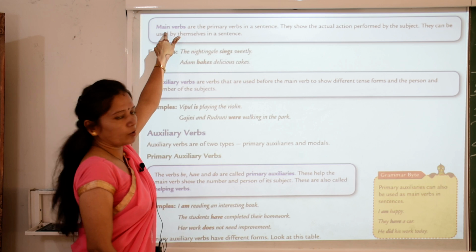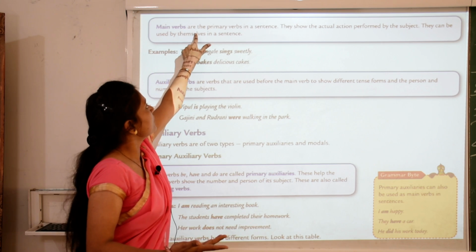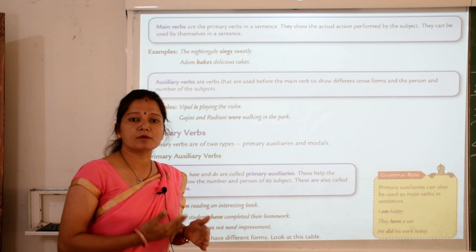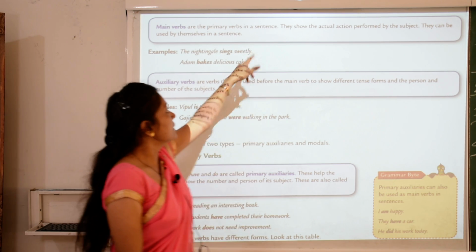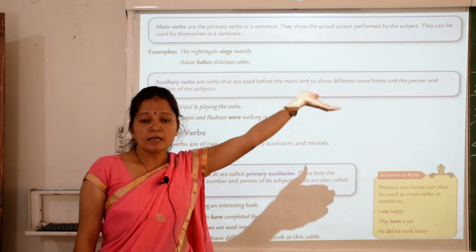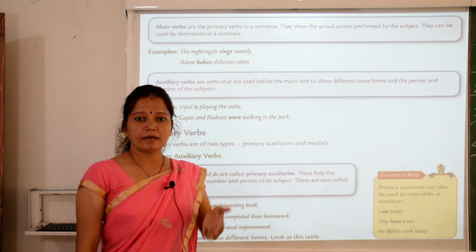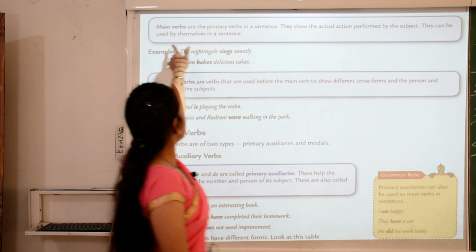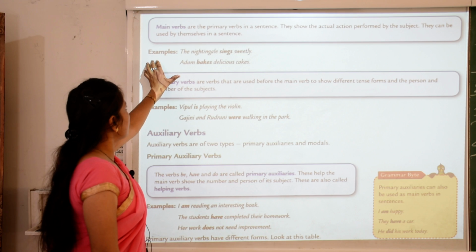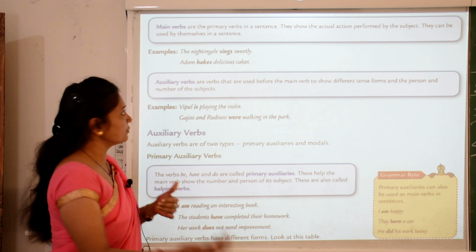So the main verb. What is a main verb? Main verbs are the primary verbs in a sentence. As I told you, main verbs are also called primary verbs. They show the actual action performed by the subject. So they are the action word in the sentence. They can be used by themselves in a sentence. Let's see the examples, then it will be clearer to you.